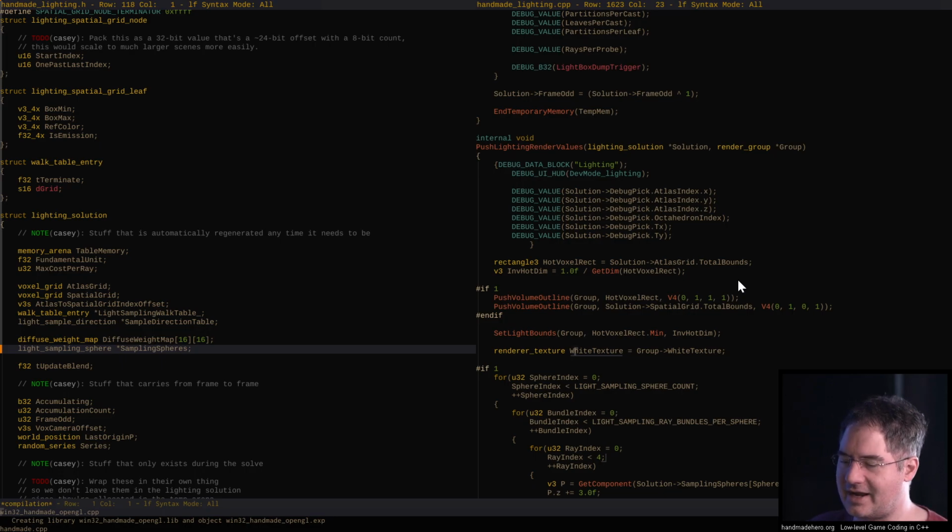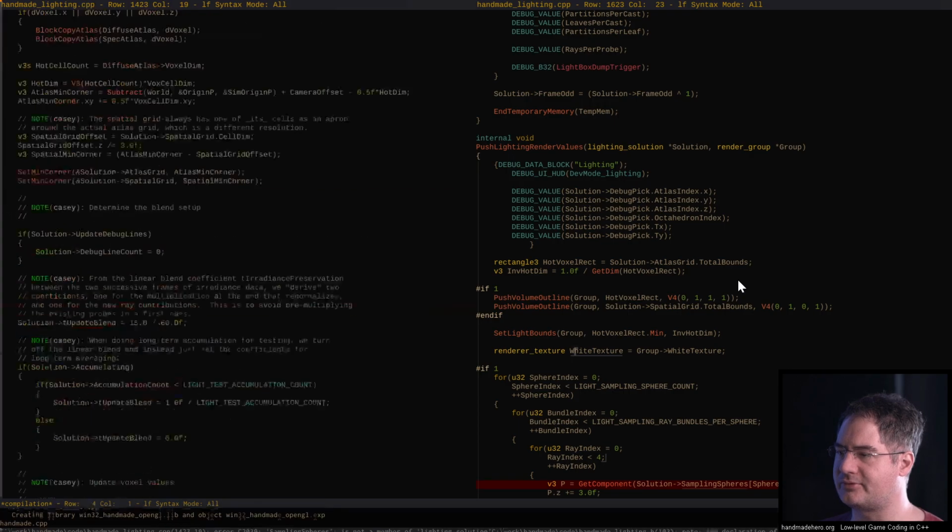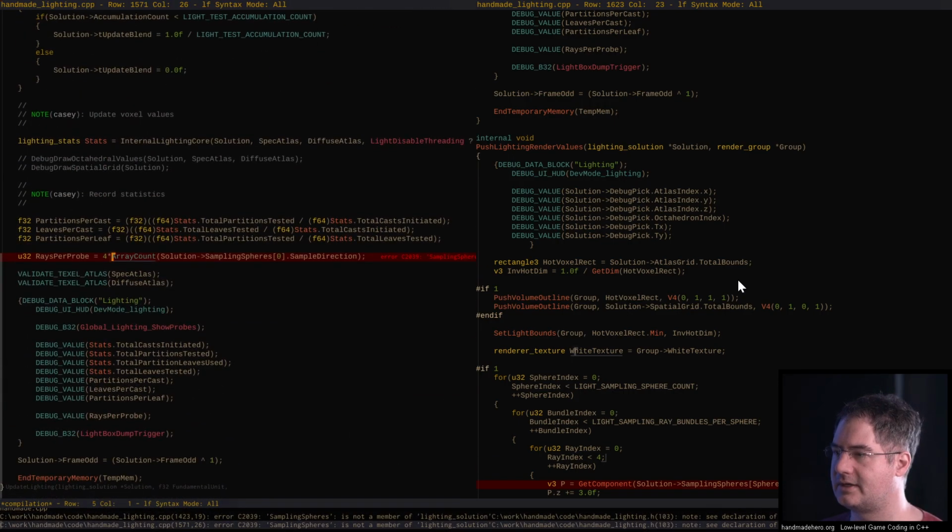So this is why I say doing this pass to clean up the code is very important, because we've done all these experiments and now we need to condense down to just one so that we can focus on getting it right, and nice and shippable. Anyway, if we just take the sampling spheres out of here, who complains?